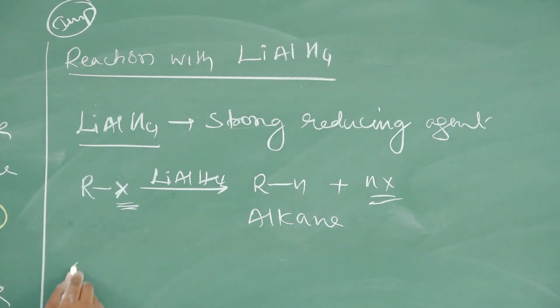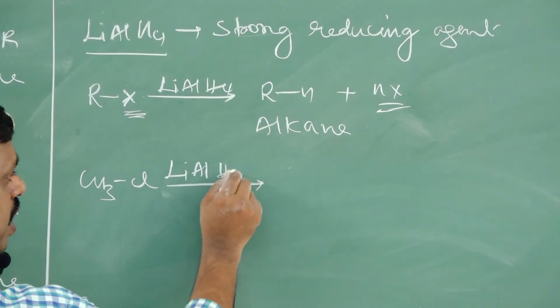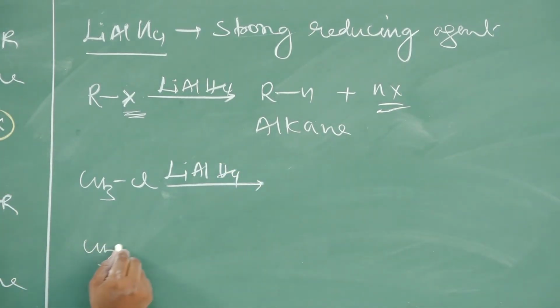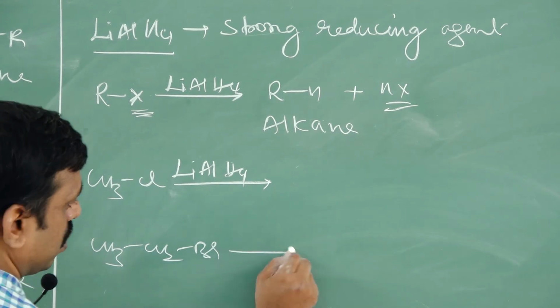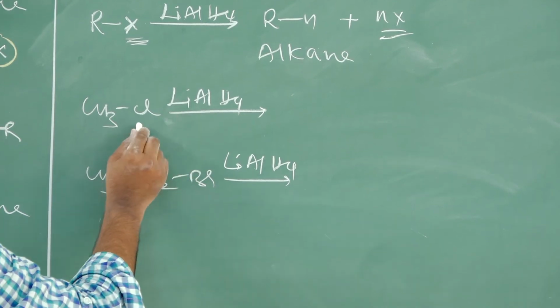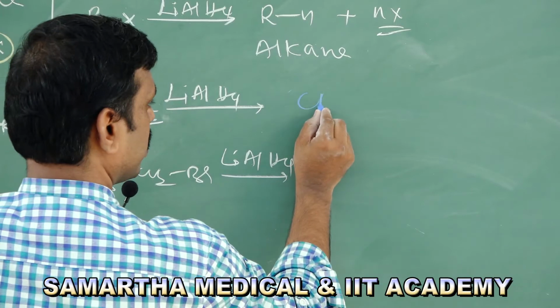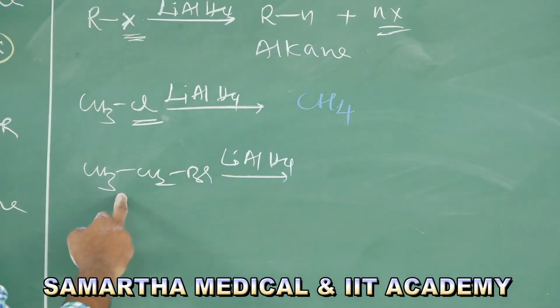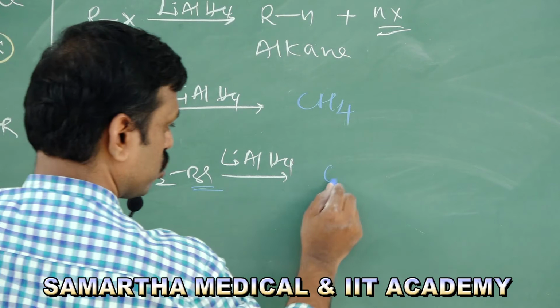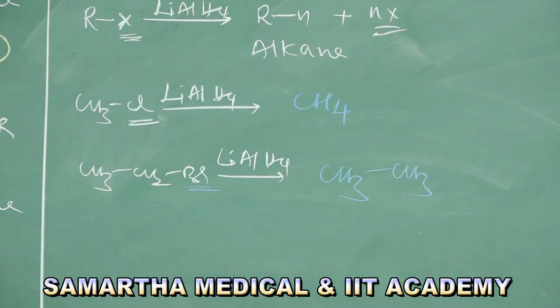For example, take methyl chloride. It reacts with lithium aluminium hydride. Write the product. Take ethyl bromide. It reacts with lithium aluminium hydride. Write the product. Come on, tell me. Here, this chlorine is replaced with hydrogen, therefore you will get methane. Now here, this bromine is replaced with hydrogen, therefore you will get CH3CH3, ethane. So that is the reaction with lithium aluminium hydride.